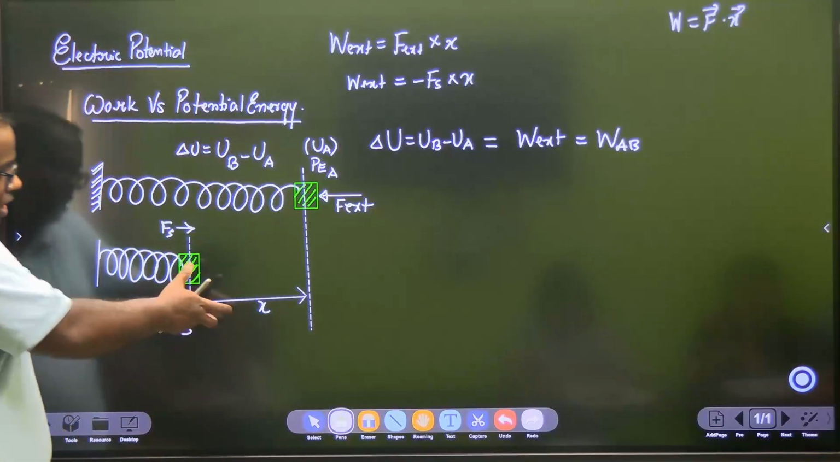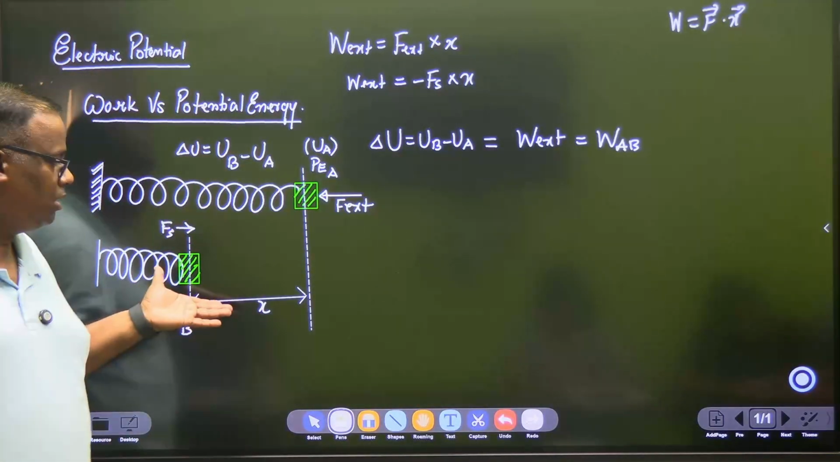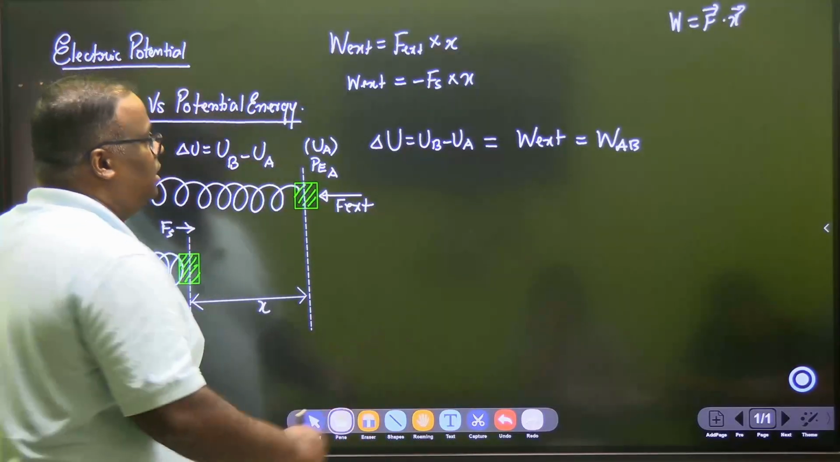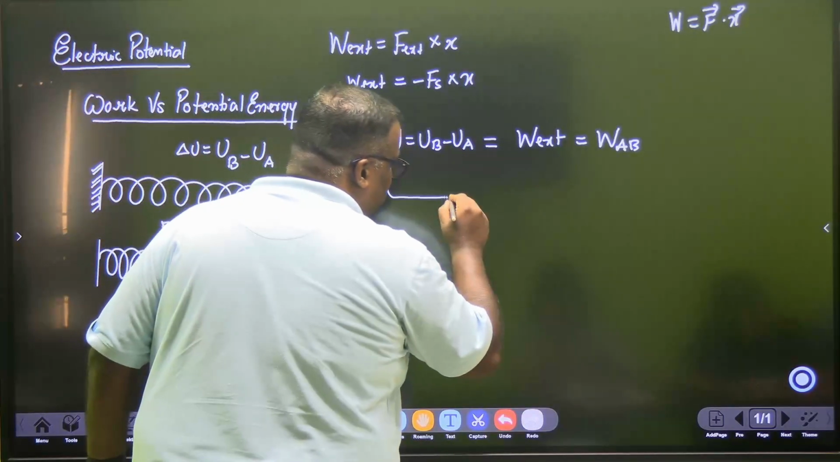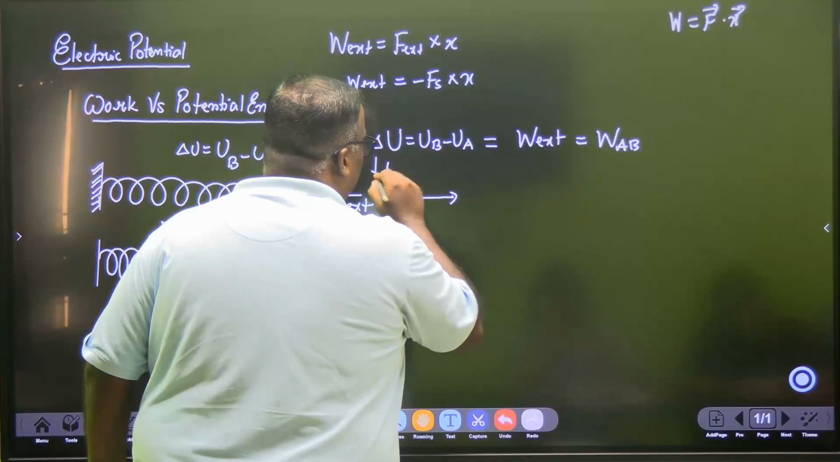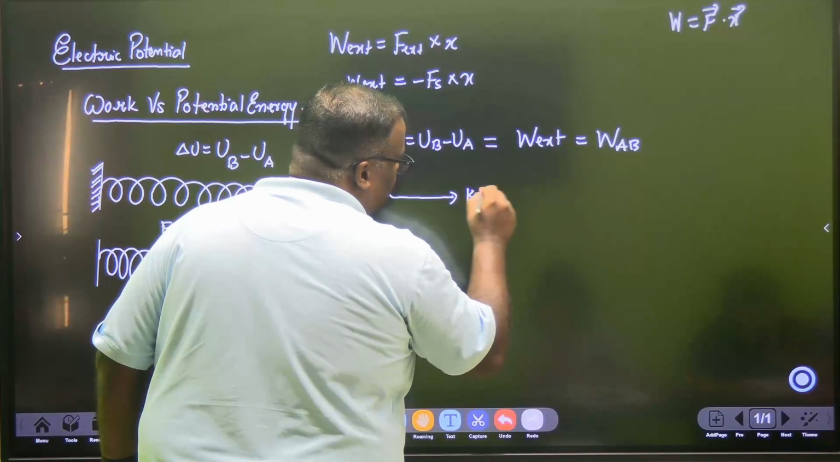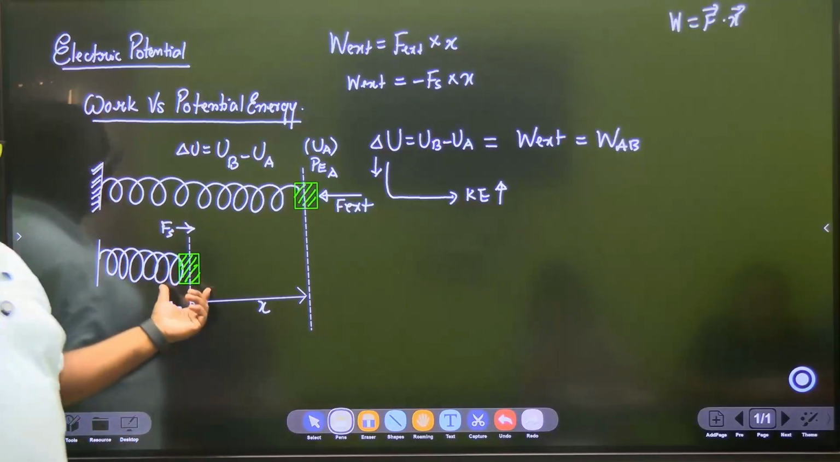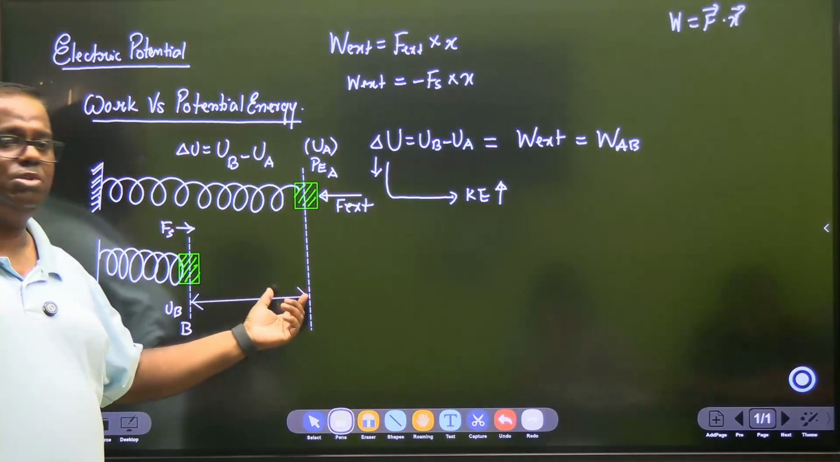And now I have released this block. What do you expect the block to do? The block will fly out. Motion will come in. That means this delta U will slowly come down, and there will be a kinetic energy which will start to pick up. You can call that delta kinetic energy also. Here the velocity is 0, and here there will be some maximum velocity.